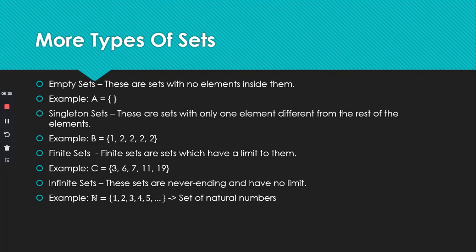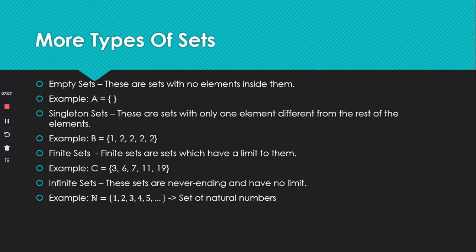Singleton sets. These are sets with only one element different from the rest of the elements. For example, if we take B, it will be equal to 1, 2, 2, 2, 2. Here there's more 2's. The common element is 2, but you have just 1. Which means that the odd one out element here is 1, while the rest of the elements are 2. So that's a singleton set. That's basically what it is.